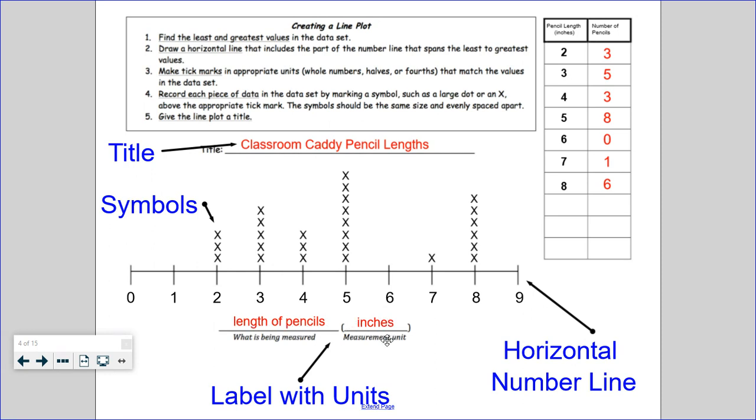And then the last part of a line plot is the symbols. And typically a line plot will have X's. The X's will all represent one thing. Okay? For most of the ones that we're going to do, we are going to use X's.